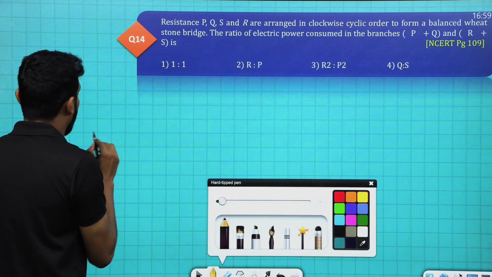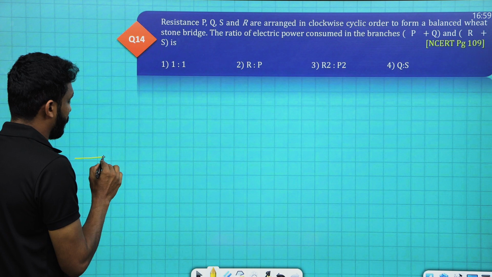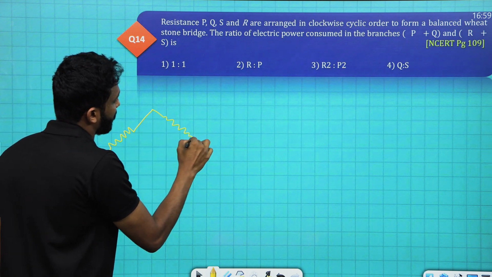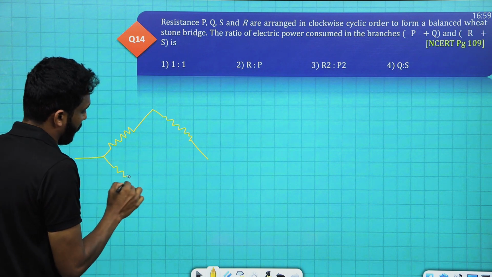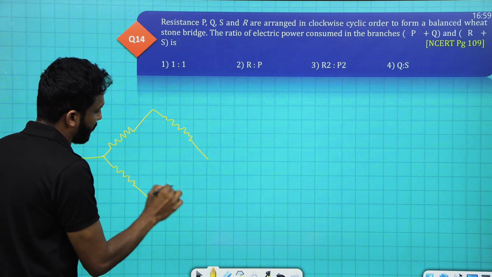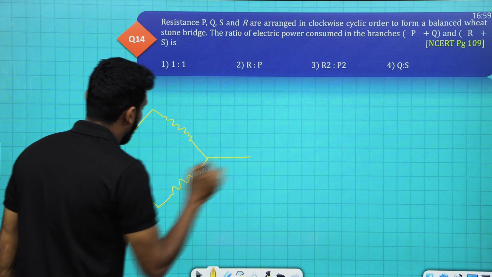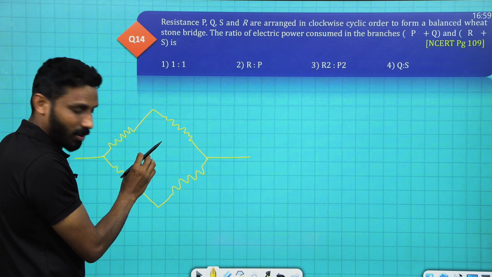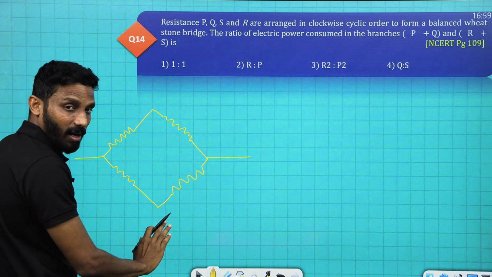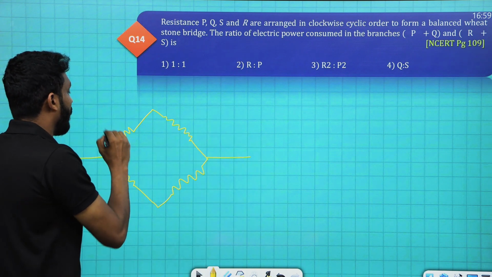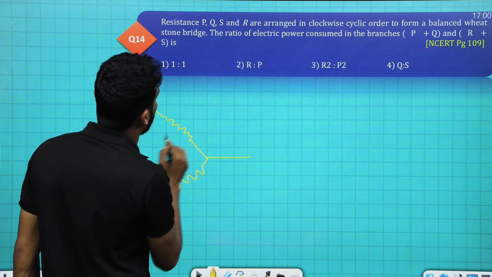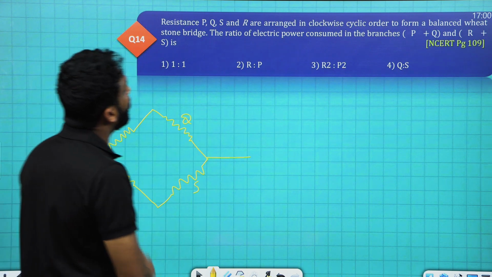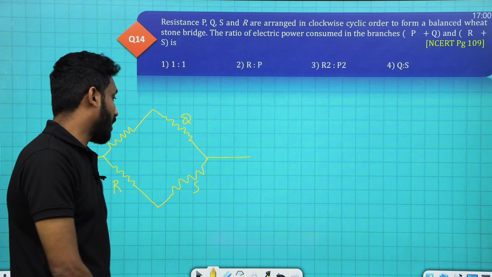We have a balanced Wheatstone bridge. There are 4 resistances. Here the galvanometer is connected, and here the cell is connected. In the cyclic clockwise order: P, Q, S, R.